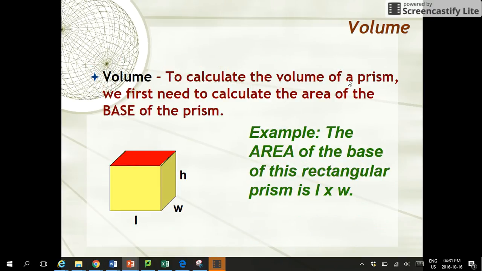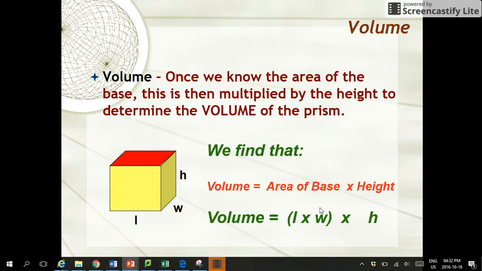So to calculate the volume of a prism, we first need to calculate the area of the base of the prism. So this base here is what we have to look at. Now, we've been doing area all along. So if I said to you, I just want you to do the area of the top or of the bottom, it's just a flat piece, so it's just length times width. That's the first place you start. So you do your length times your width and you get a number. With that number, you multiply it by your height. So the area of a base of this rectangular prism is length times width.